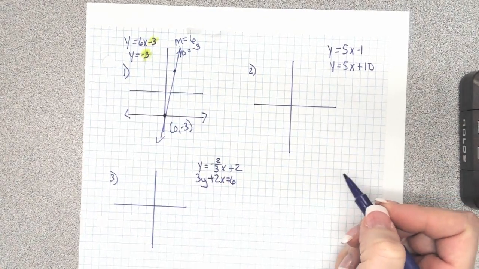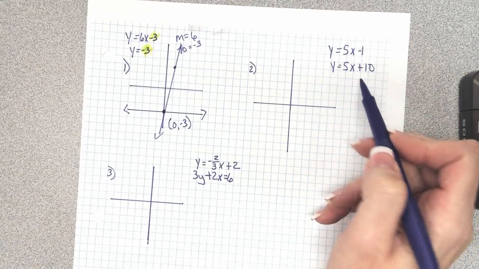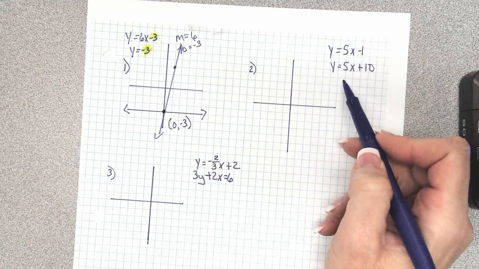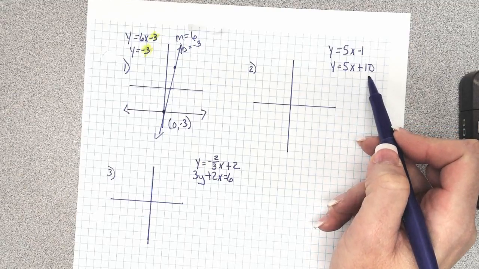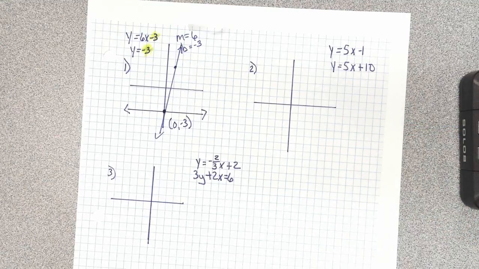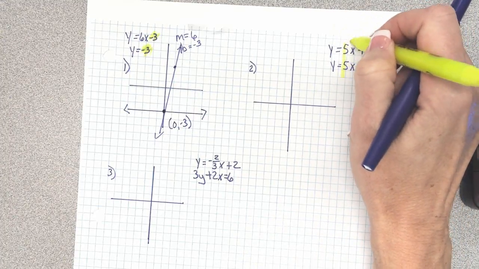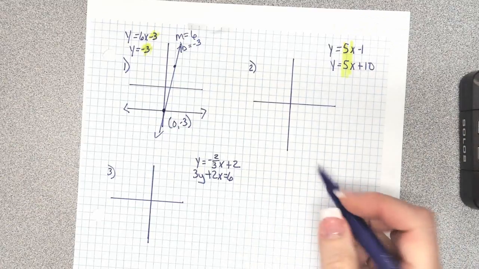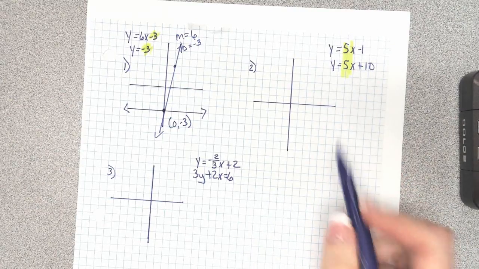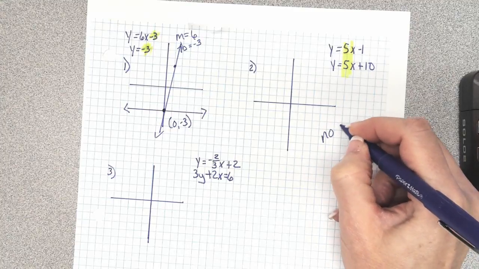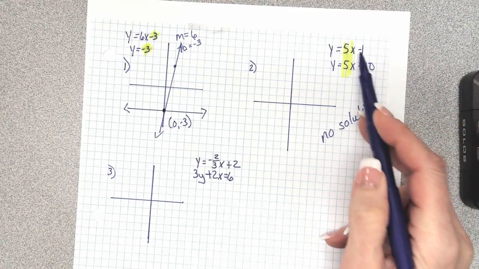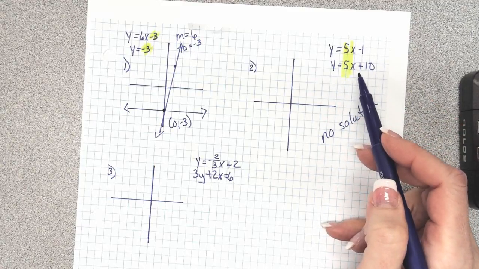All right, number 2. Before I even graph these, I'm going to look at what I've got. I've got y equals 5x minus 1 and y equals 5x plus 10. Look what they've got in common. They have the same slope. They have a different y-intercept. So I know that these are going to be parallel lines. So that means they are going to be no solution. I don't have to graph it. I can see it from the equation.